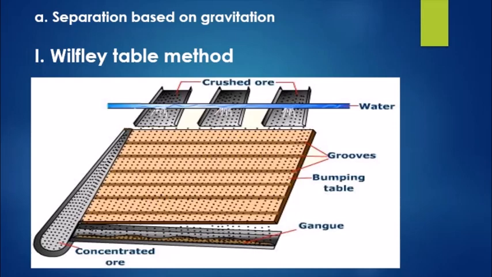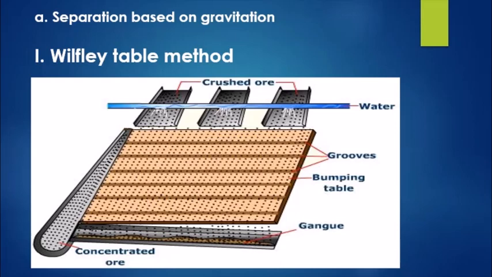Along with the crushed and powdered ore, we also put some amount of water, that is, a stream of water comes along with the ore. As this is coming onto the Wilfley table, it is vibrating. As a result, the lighter gangue particles, obviously because of gravitation, are carried away along with the flowing water, while the heavier particles in the mineral remain inside, are blocked in those riffles, and get collected in the slits between them.